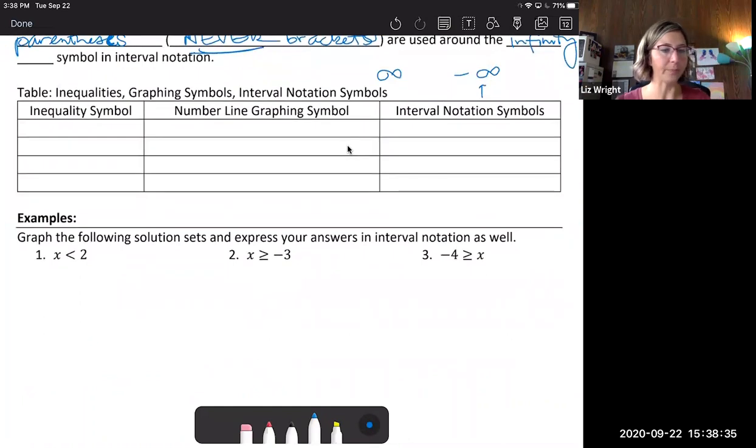Here's how it breaks down. In this table, we're going to talk about the inequality symbols versus the number line graphing symbols and then the interval notation symbols, and how they all line up.